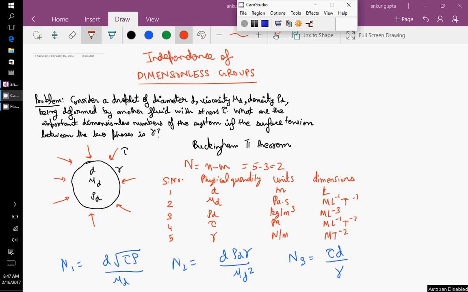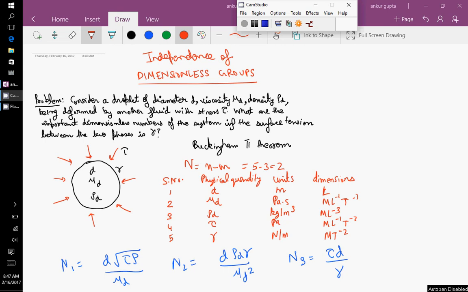Hi everyone. In this video, we will be discussing the topic of dimensionless groups, and specifically, we will be building on our first video and trying to understand the independence of dimensionless groups. How do we know that dimensionless numbers are independent, and how do we find that dimensionless numbers are independent?